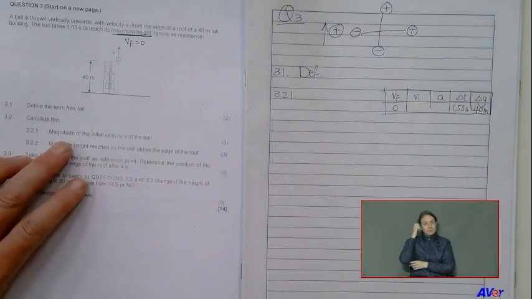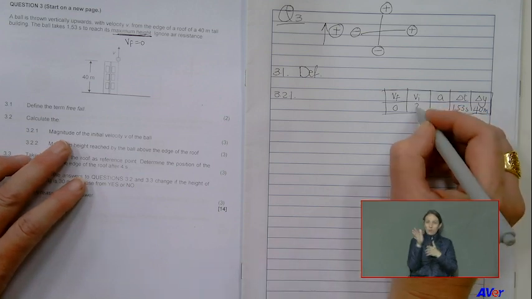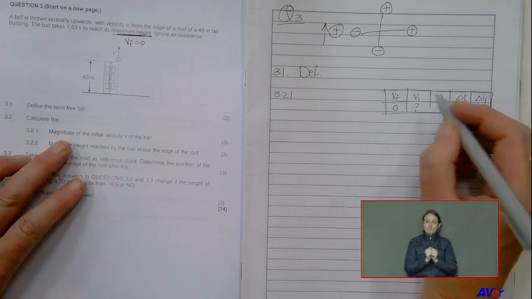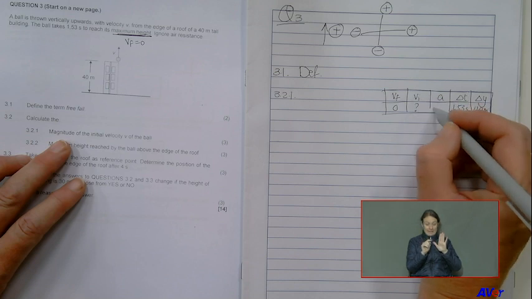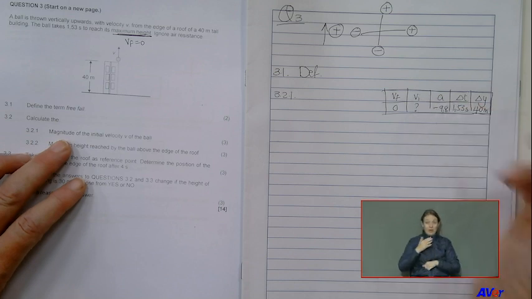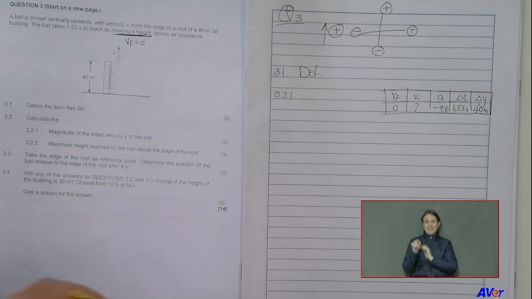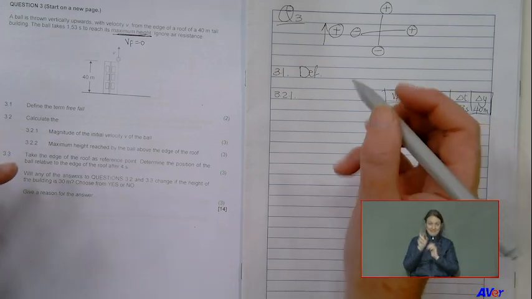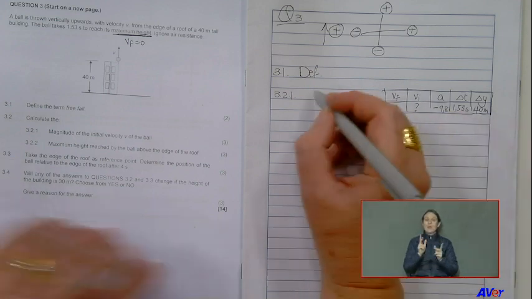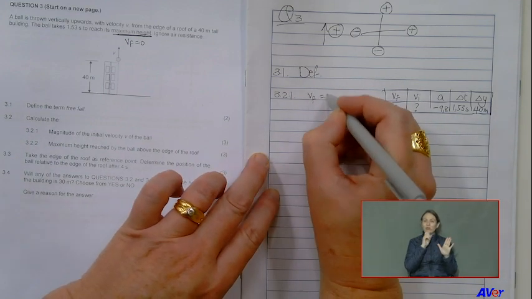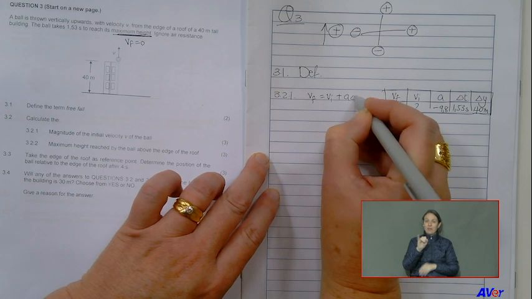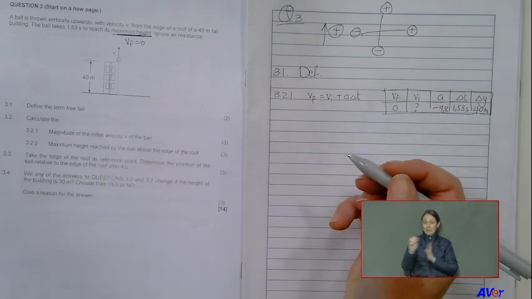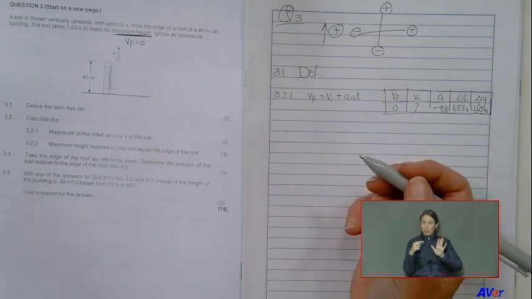Ignore air friction. I want this formula and I want this value, and A is negative 9.8 because I've chosen up as positive. So I'm going to keep it with up as positive. So I'm going to use VF equals VI plus A delta T. So that's my formula from my information sheet.